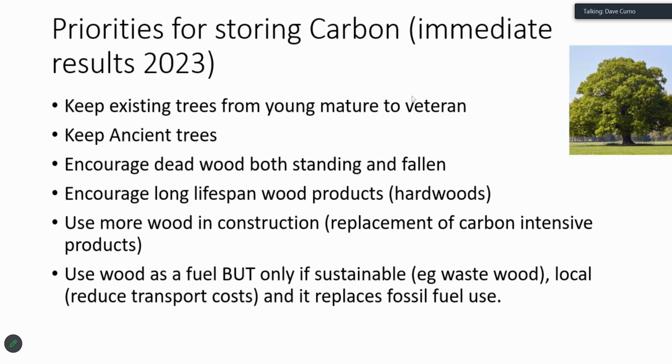Ancient trees, because they fall off very slowly, they're still absorbing carbon. So they're still actually taking carbon dioxide out of the atmosphere, and they come second on the list.